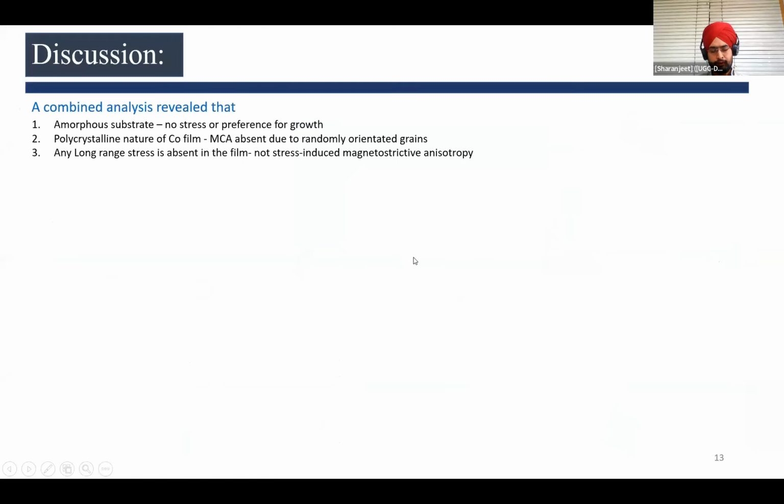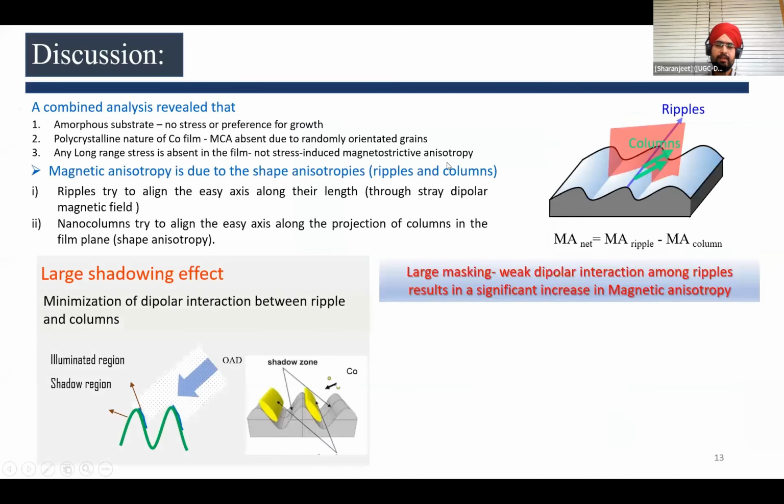So we have grown our film on an amorphous substrate, that is a glass substrate. So there was no stress or preference for growth, and by GIWAXS analysis, we confirmed the polycrystalline nature of the film, and there was no texturing. So the magnetocrystalline anisotropy is clearly missing. So the main source of magnetic anisotropy here is the shape anisotropy due to the ripples and columns.